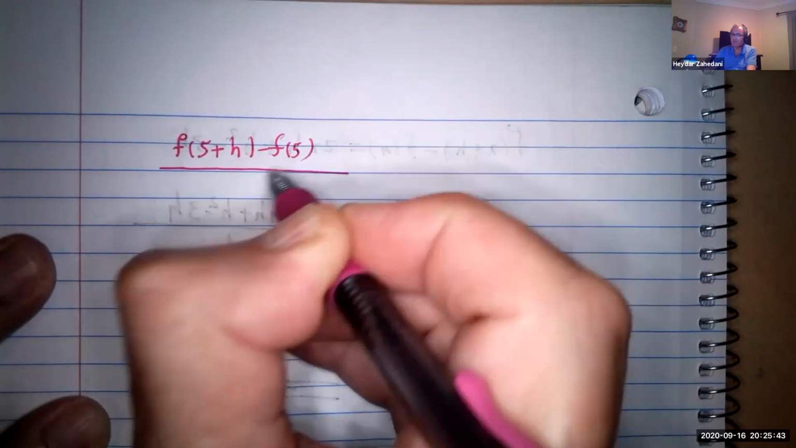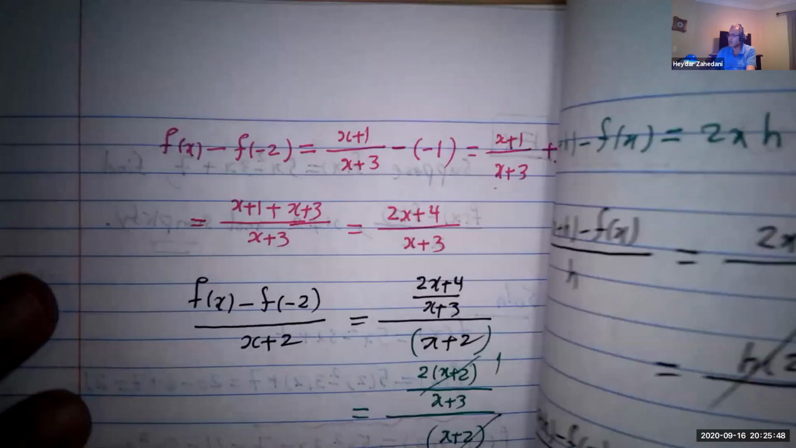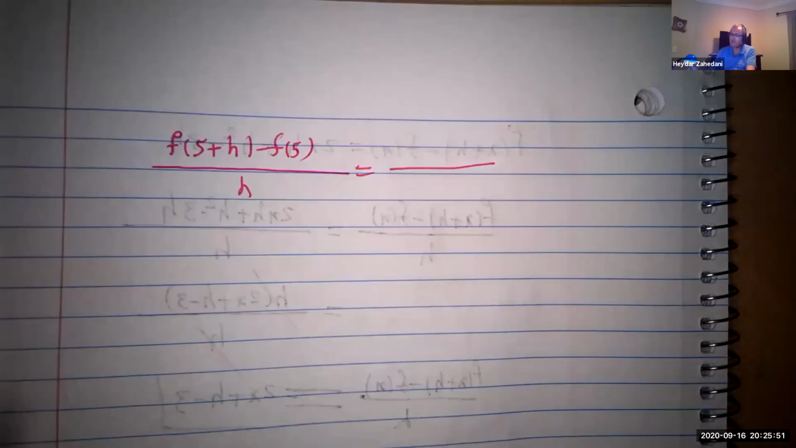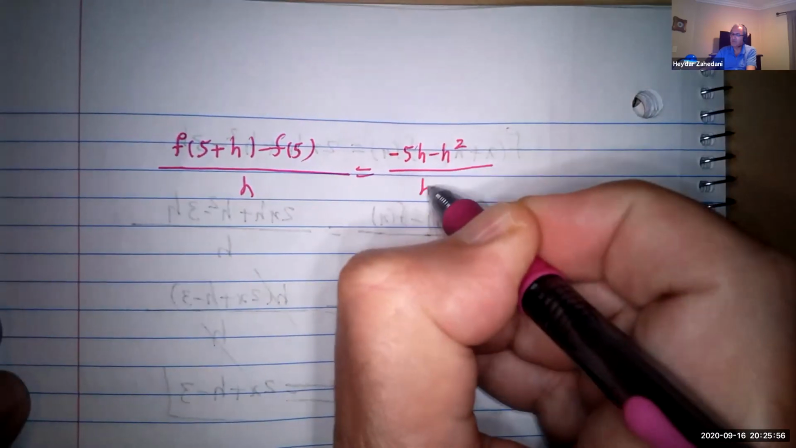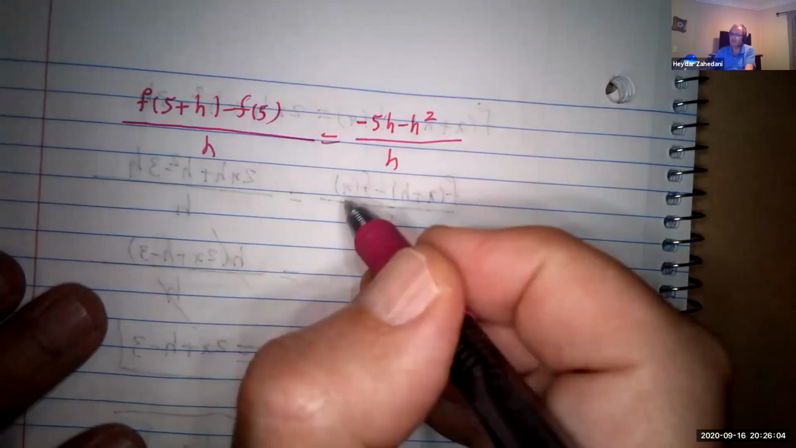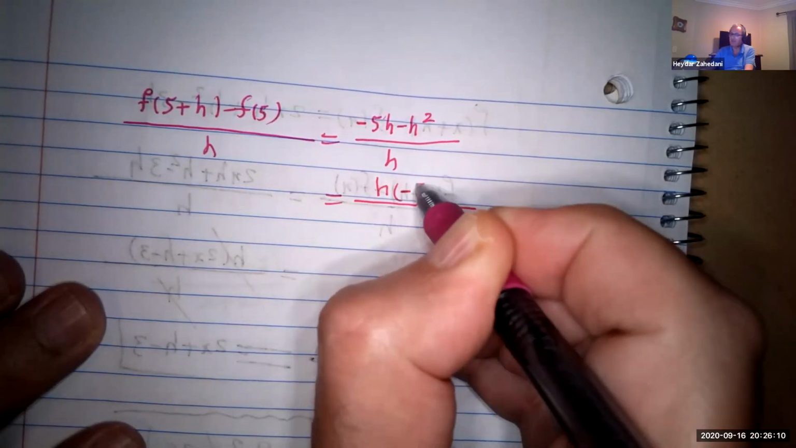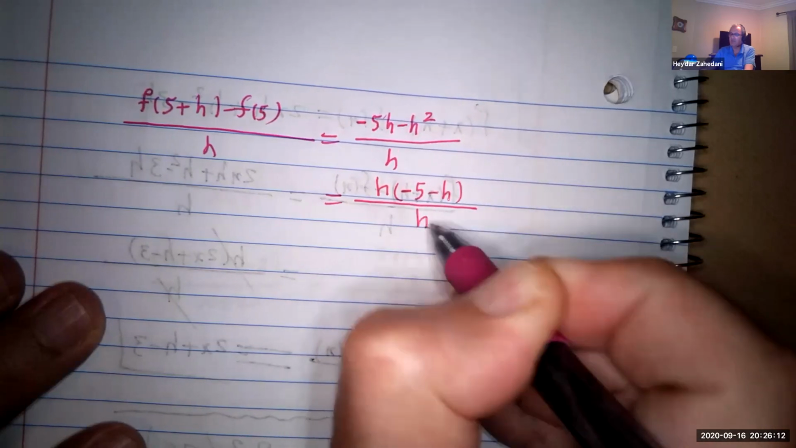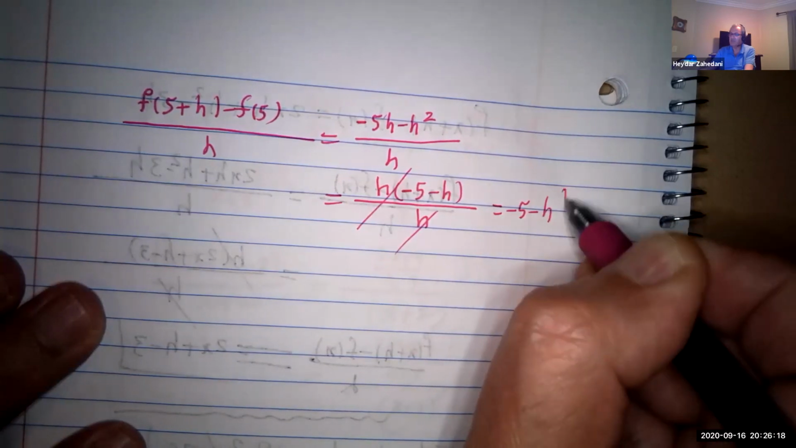F of 5 plus h minus f of 5, now divided by h, is equal to, the top is the one that you got: negative 5h minus h squared divided by h. To simplify, common factor. What's a common factor? h. So factor the h out of the top. So that gives me negative 5 minus h divided by h. H and h cancel out. We get negative 5 minus h, the final answer.